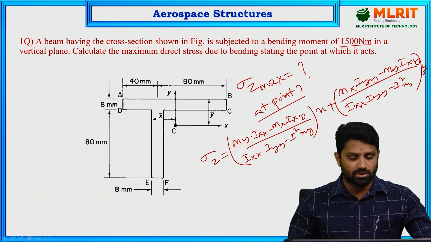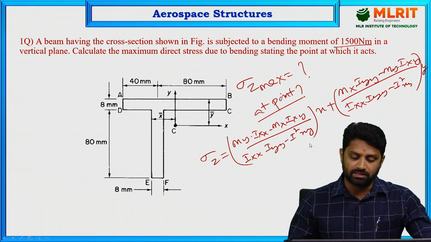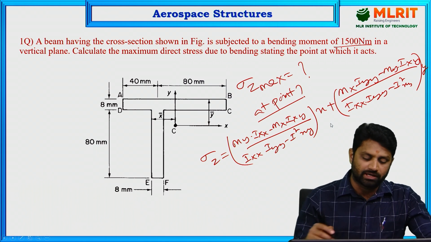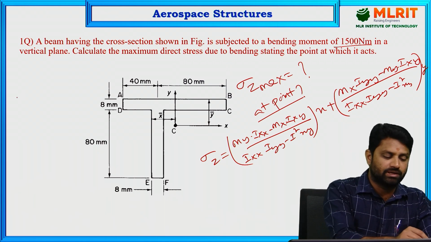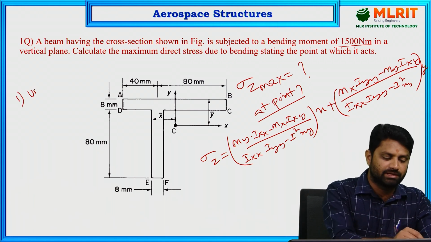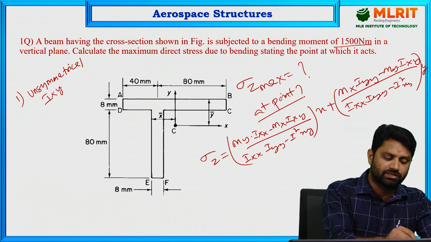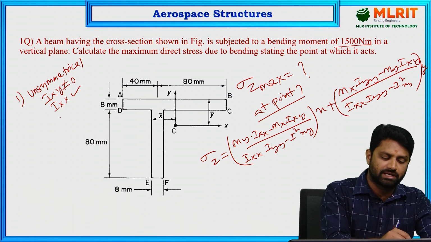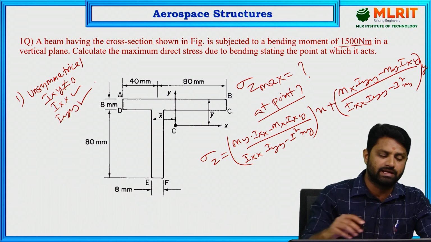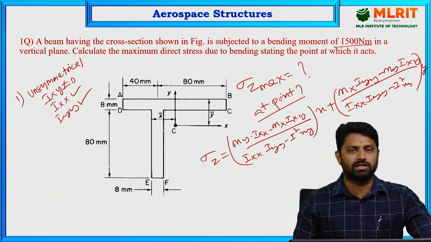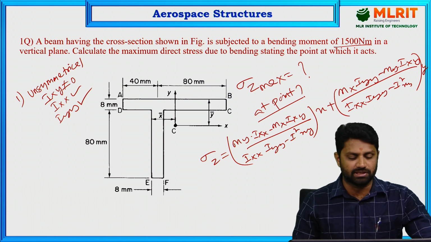Before we proceed with this problem, let's look at what is there in this figure and what we need to calculate. First of all, we need to understand that it is an unsymmetrical section. Since it is unsymmetrical, we need to calculate the product of inertia also, which is not going to be 0. So we need to calculate the moment of inertia about the x-axis, the moment of inertia about the y-axis, followed by the product of inertia, that is Ixy. So three moments of inertia we need to calculate.